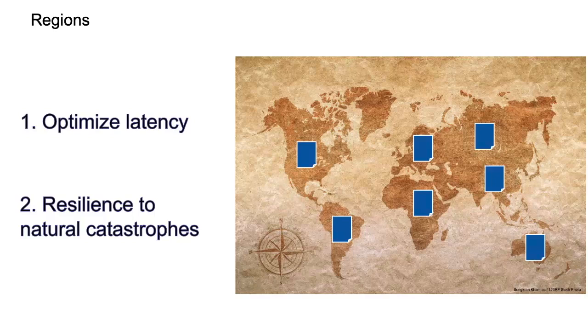Then it's distributed, as I said, all over the world. There are two main reasons for that. First, you optimize latency, because no matter where you are in the world, there will be a storage stamp not too far away from you. So you can download it from there. And the second thing is resilience to natural catastrophes.